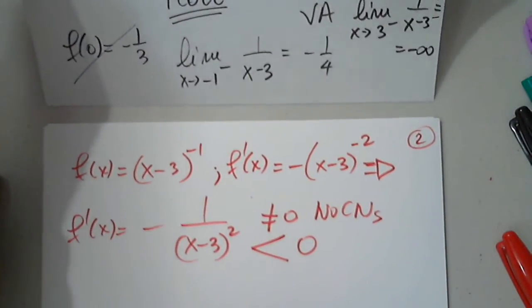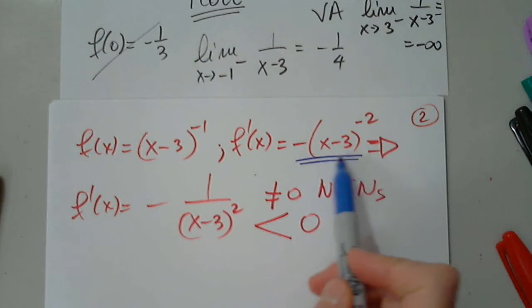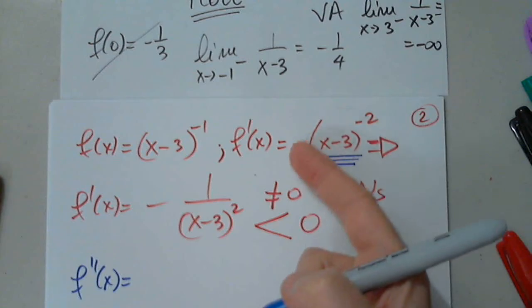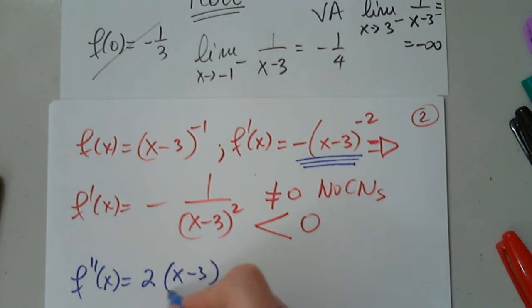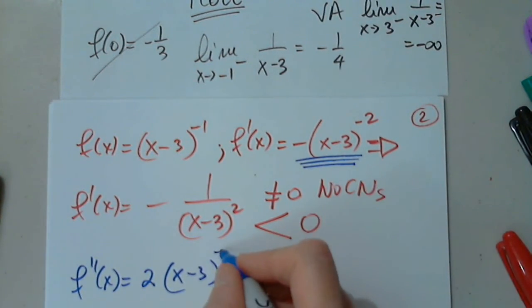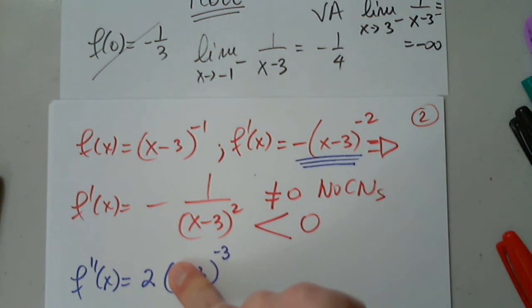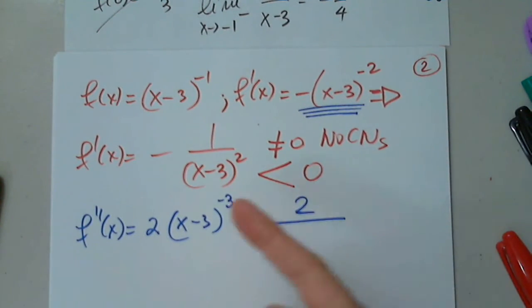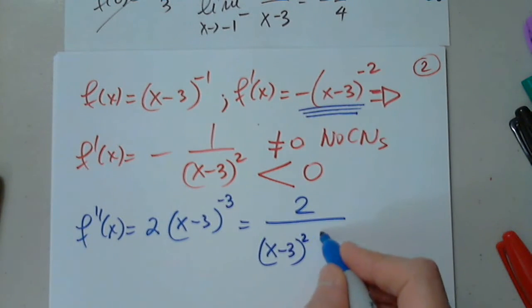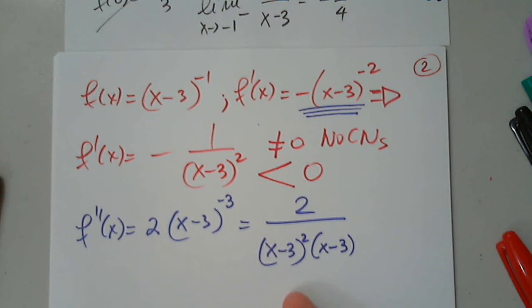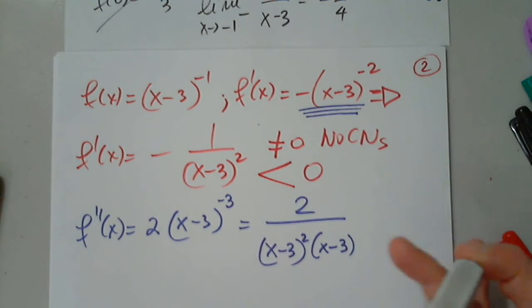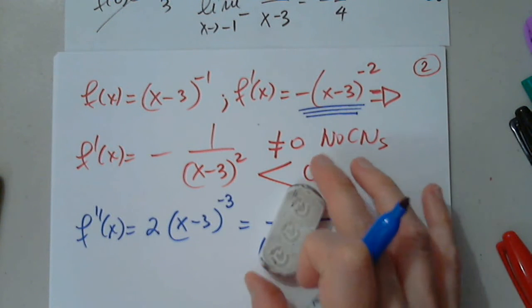Now the second derivative. Of course I'm going to differentiate this, not this. So then the second derivative will be 2 times x minus 3 to the negative 3 times the inner function prime, but it's 1. So I have 2 over, I don't like power 3, so I'm going to write it like this. Because I have to study the sign, and I don't want to study the sign of this. It's a waste of time. It's positive over positive. That's not going to change anything.